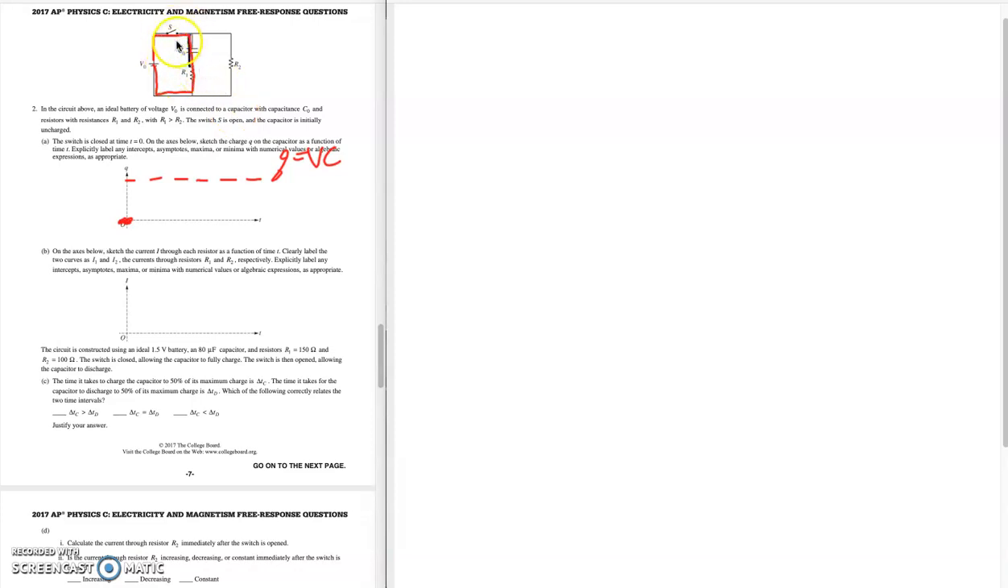So for this branch and that capacitor, the maximum charge on there is going to be the battery voltage times the capacitance. So this value on the Q axis here is going to be V0 times C, and as a function of time the curve is going to look like an exponential decay that's upside down, and that shouldn't have a loop there.